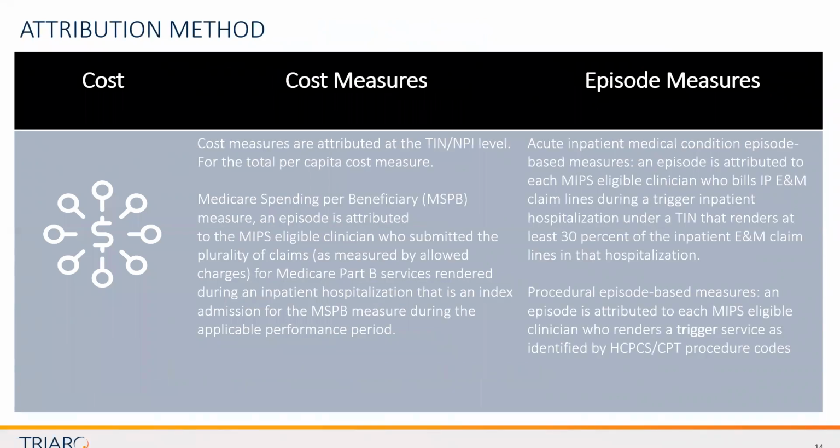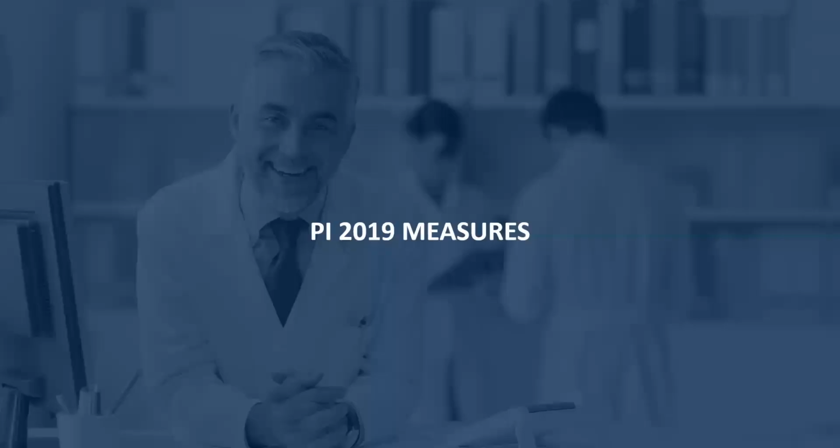And then here's the slide we always share regarding the 2 cost measures: what's the attribution method? How are we attributing for both cost and episode? The main message here with episode is that word trigger. There's going to be a trigger inpatient hospitalization or a trigger CPT code in a procedure, and that's how they're going to know which patients to attribute to you. Okay, that was a lot about the changes in each of the 4 categories.